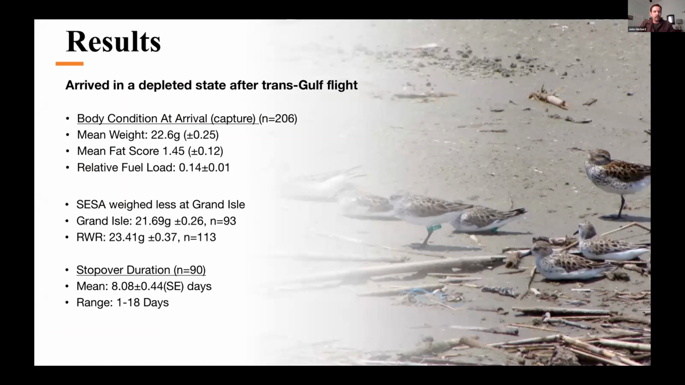So first, we found that after the CISA are crossing the Gulf of Mexico, they're arriving on the coast in a depleted state. Their body condition at arrival is low, with a mean weight of 22 grams, which is lower compared to prior studies in the prairie pothole regions in the Dakotas, South Carolina, and Delaware Bay during spring migration. Our weights are much lower than these other studies, definitely suggesting that crossing this major ecological barrier plays a role in the migration of this species.